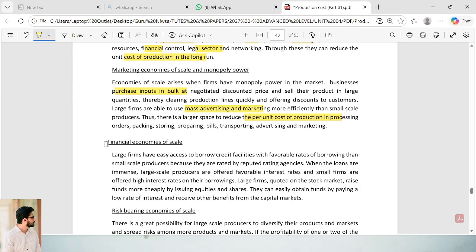Tell me, can small scale producers negotiate with banks, especially to reduce interest rates? No. They don't have such a capacity. They can't negotiate. They have to accept the interest rate which is given by the bank. No negotiation. Mudalali uncle is not able to negotiate with the bank. Clear? The reason is that he is a very small producer.